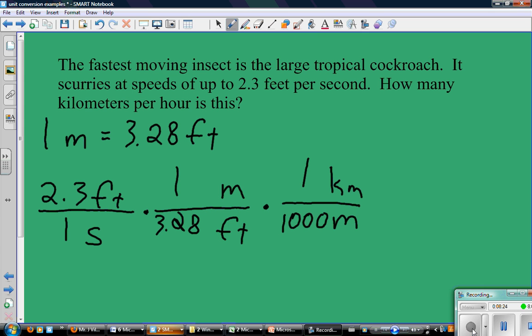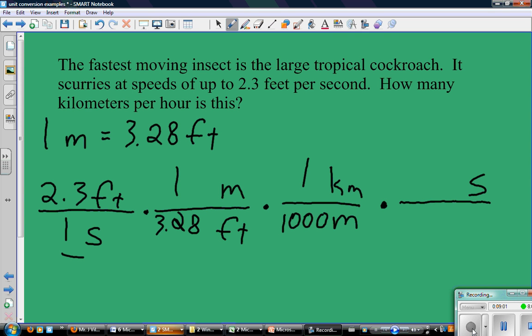But this will only tell me how many kilometers per second. That's not the unit they want. They want us to be kilometers per hour. So I need to keep going. So now what am I trying to get rid of? Seconds. Where is seconds? It's on the bottom over here, right? So I want to put it on top. And what am I going to put on the bottom? Seconds. It's a unit of time, so I want it to be hours.